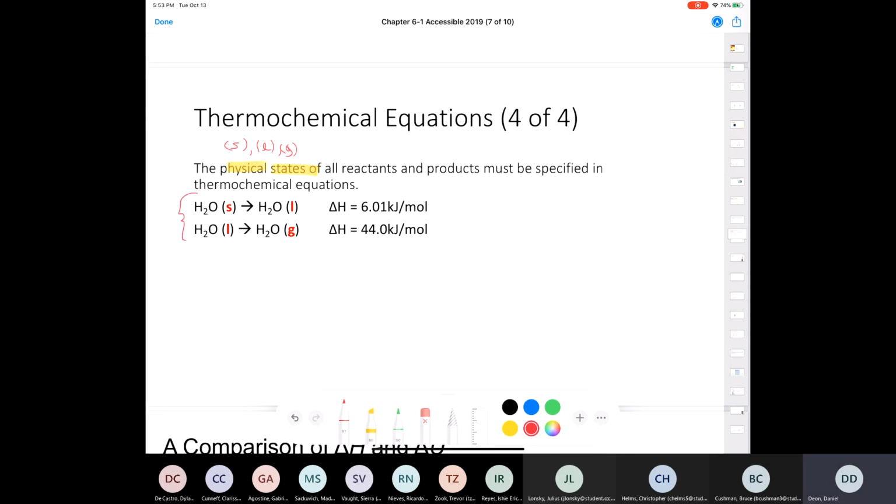Look at these two physical processes here. We're taking ice and we're melting it. So this is melting ice. Then we're taking water and we're vaporizing it, right? This is vaporizing water. And they have very different delta H values, right? It takes a lot more heat energy to vaporize 1 mole of water than it does to melt 1 mole of ice. And so, again, the states of matter are going to be very important as we move forward in this chapter.